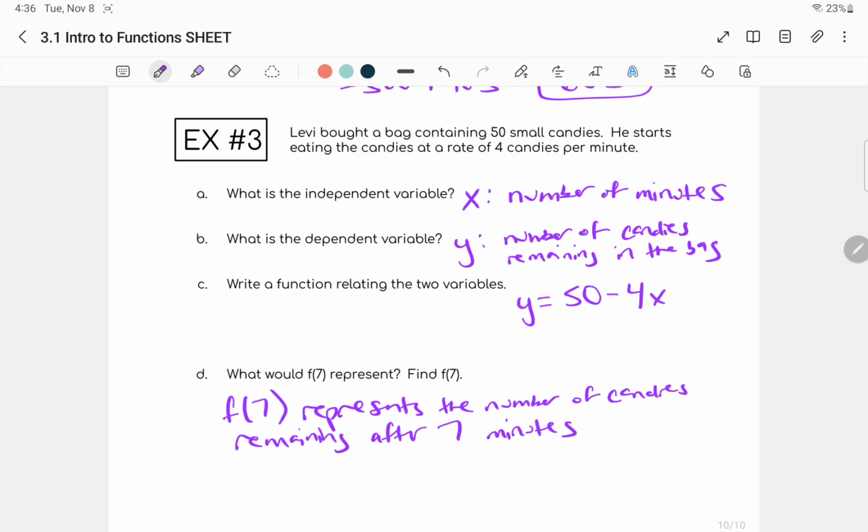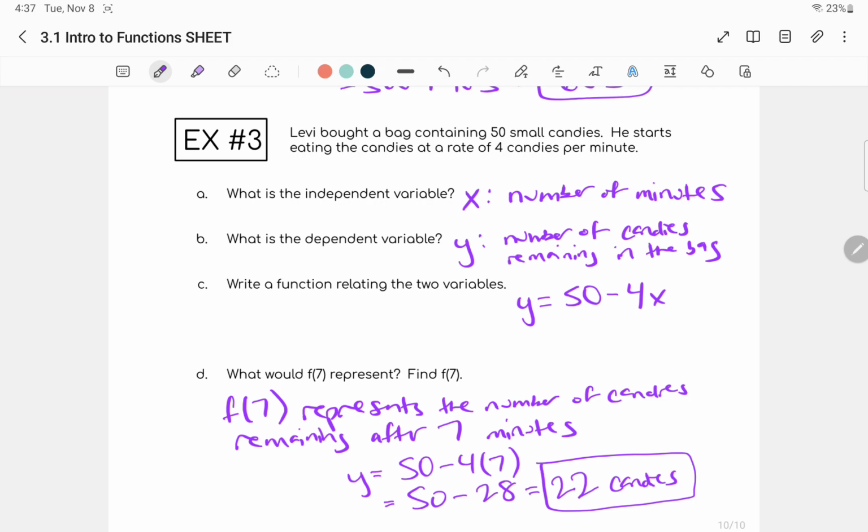And then let's go ahead and actually solve it. So y is equal to 50 minus 4, and I'm going to replace x with 7. 4 times 7 is 28. And 50 minus 28 is, so 2 more makes it 30. 30 to 50 is 20, so 22. There we go. So 22 candies should be in Levi's bag after 7 minutes because that means he's already eaten 28 of them.